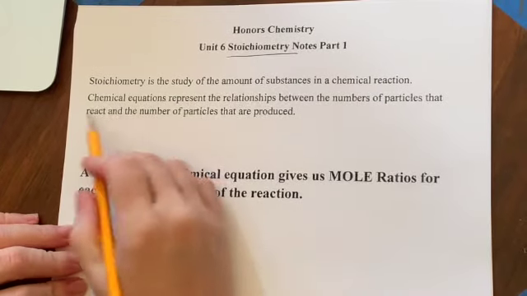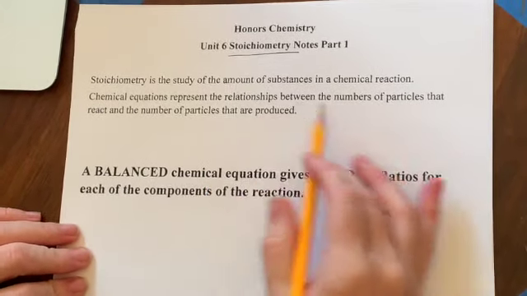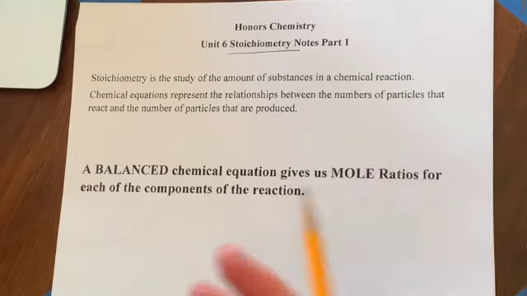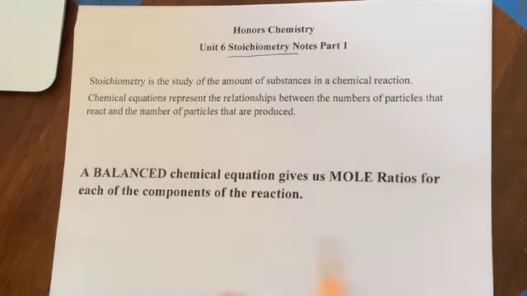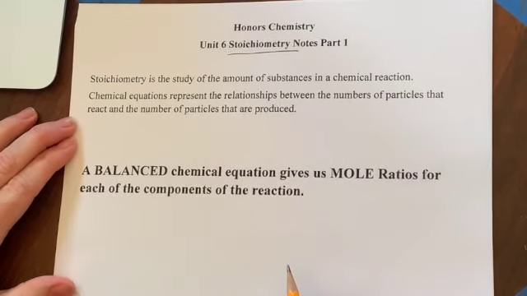All right. When we write a balanced chemical equation, it actually represents the number of particles that react and the number that are produced. That's, remember, why we have to balance it and make sure that we are conserving mass the way we're supposed to.